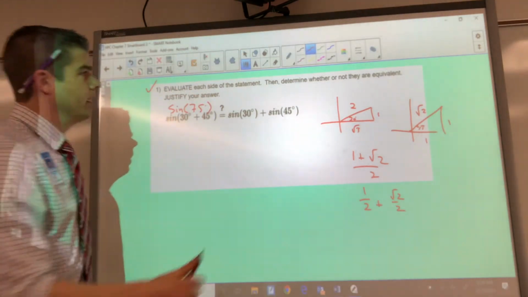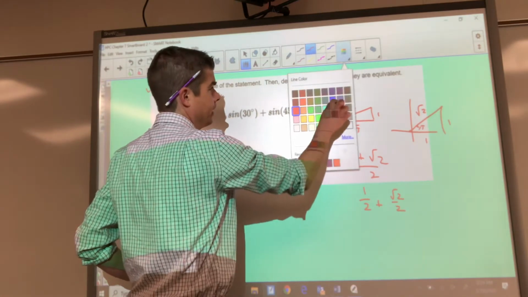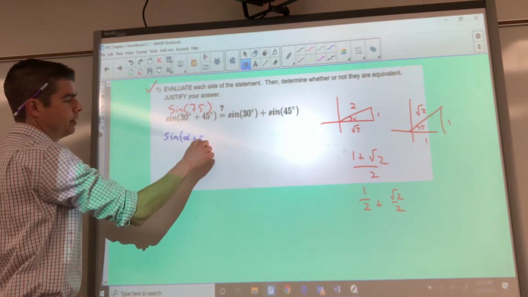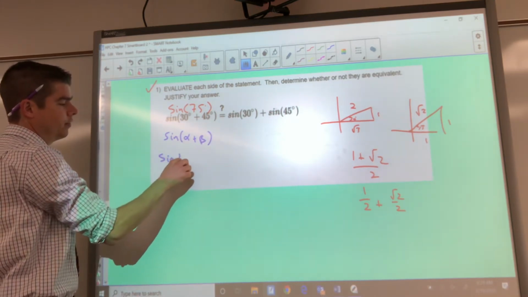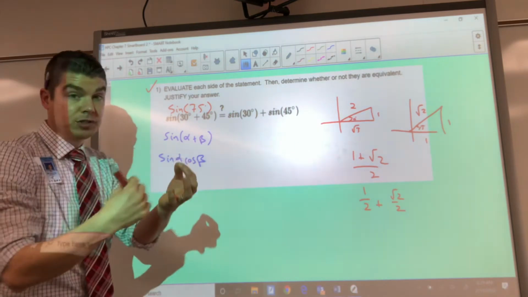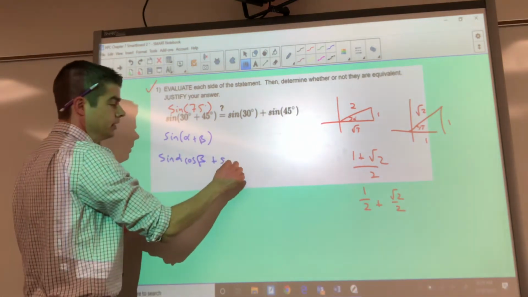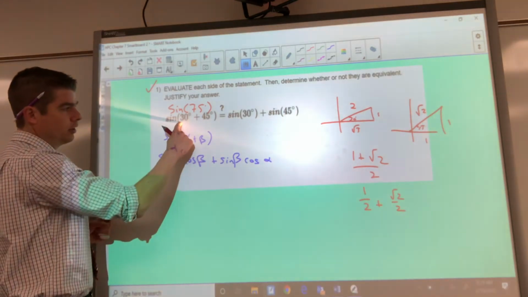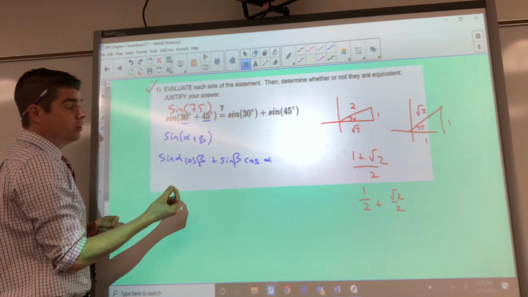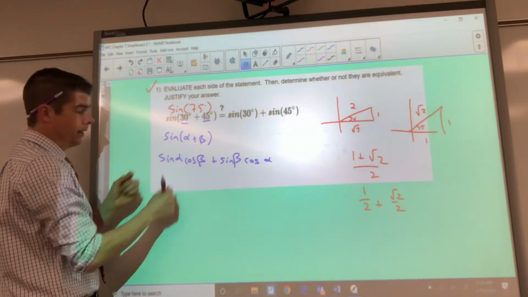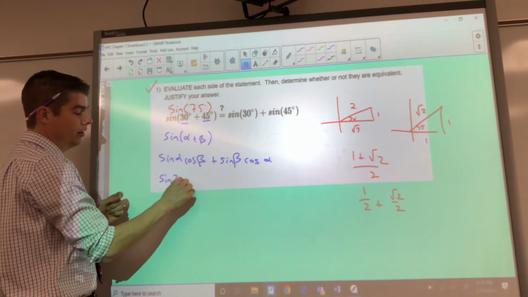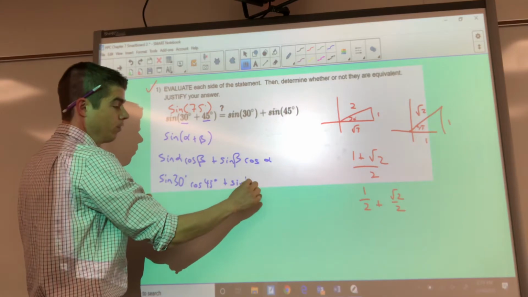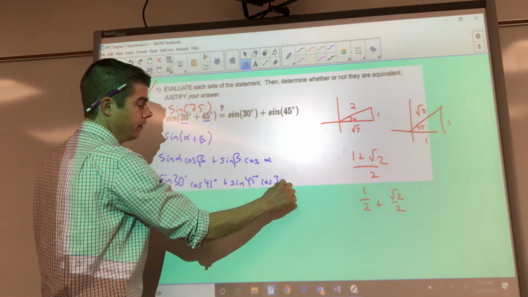I know that the sine of alpha plus beta can be expanded as sine of alpha cosine of beta. In other words, sine of the first angle, cosine of the second angle, plus sine of the second angle, cosine of the first. And so, again, choosing 30 and 45 degrees to be my alpha and my beta, I could say sine of 30 cosine of 45 degrees plus sine of 45 degrees and cosine of 30.